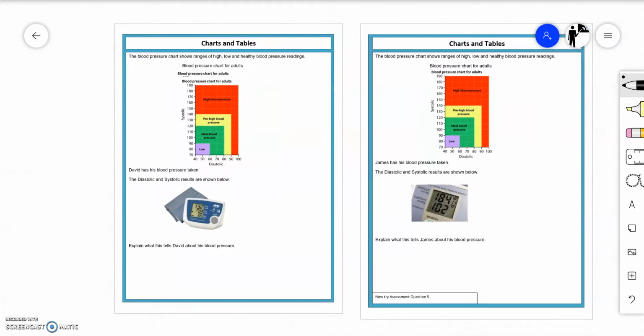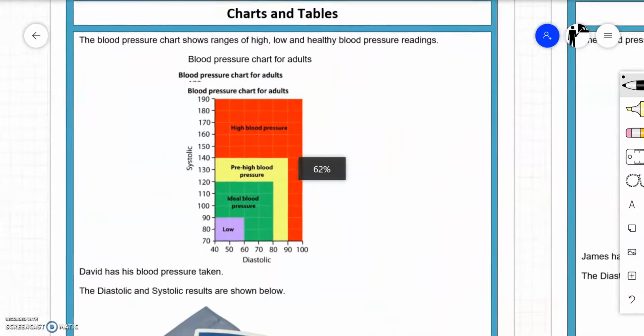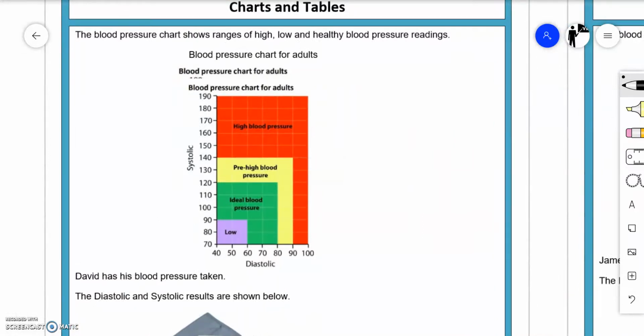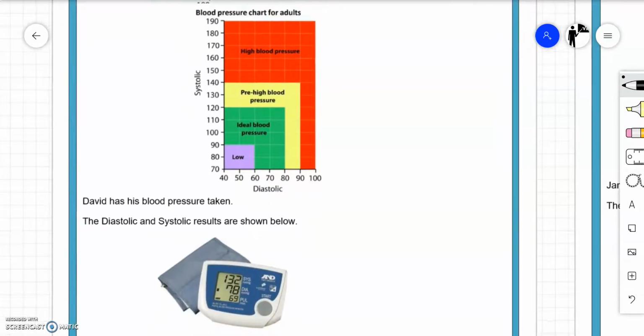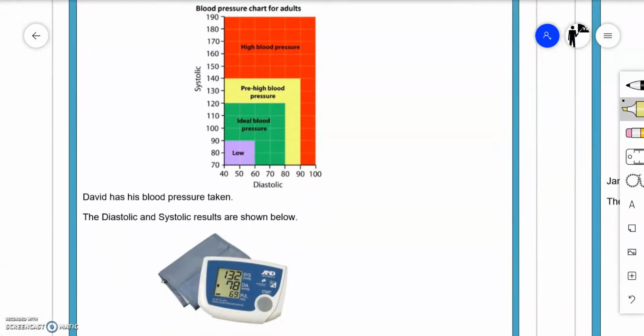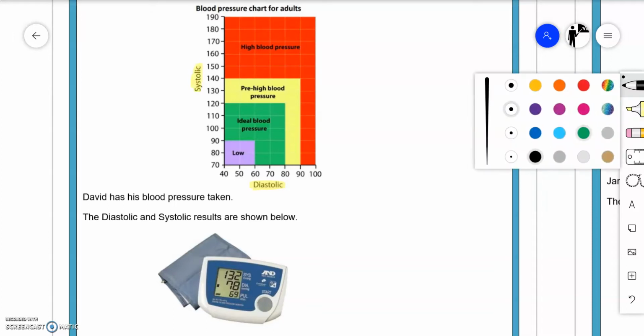In this video, we're going to have a look at how to interpret charts and tables at National 5 numeracy level. Here we've got an example of a blood pressure chart, which shows ranges of high, low and healthy blood pressure readings. So if we have a look at this chart, there seems to be a measure called diastolic and systolic. And based on each of these measures, it will put us in a range.